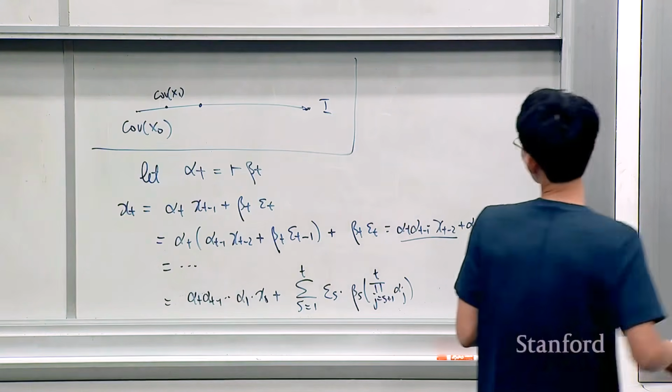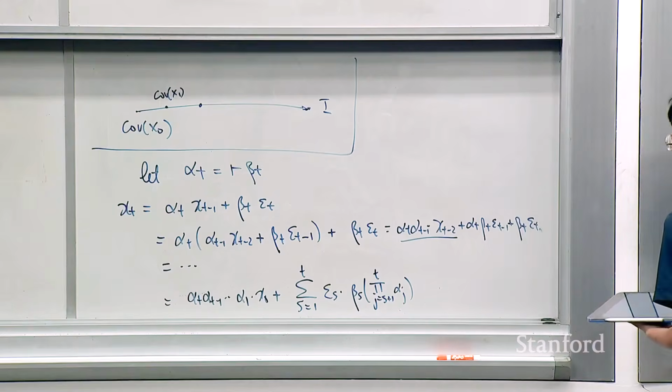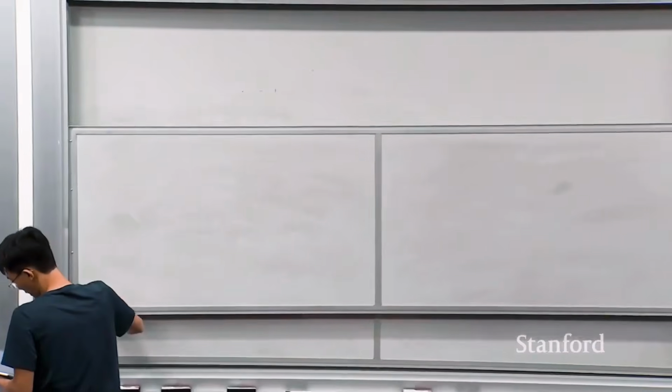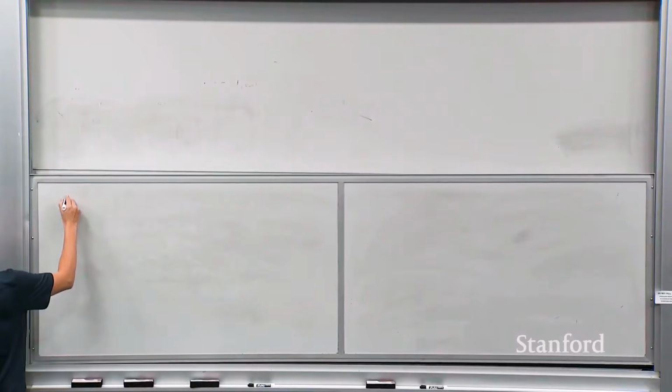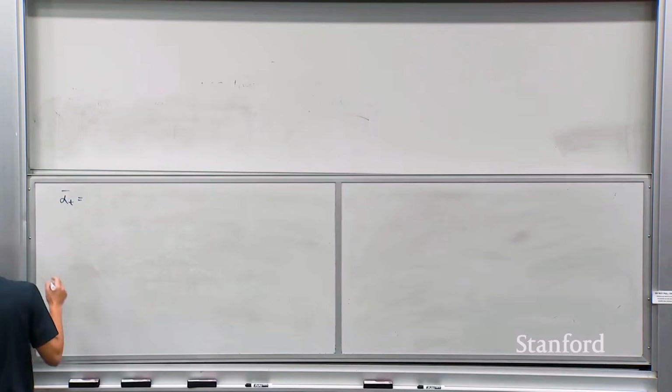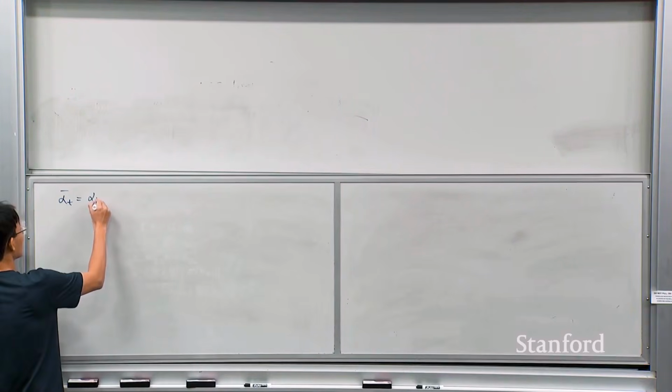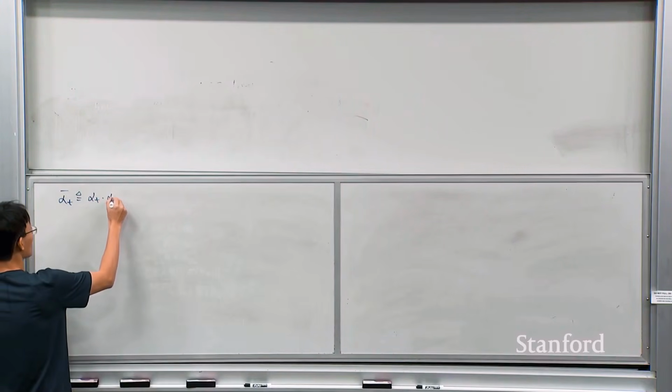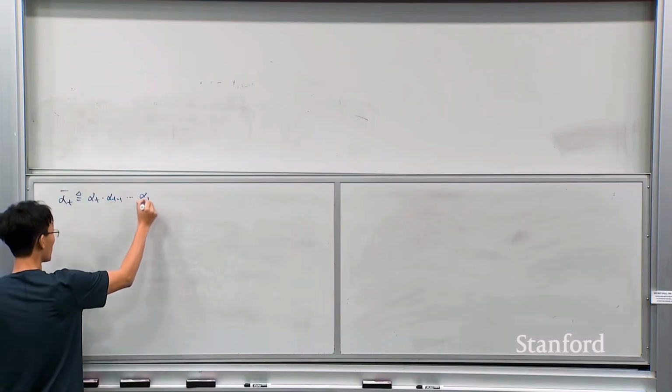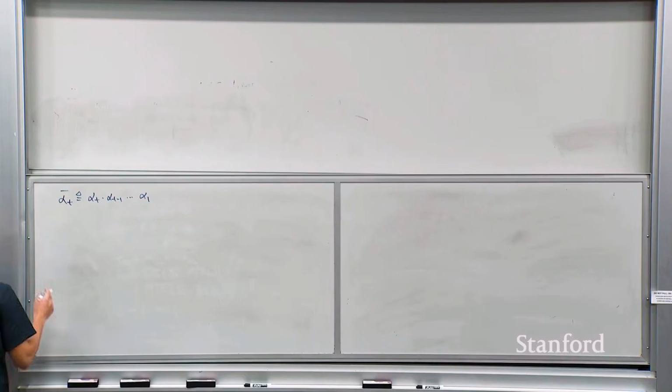And people actually try to introduce a notation to simplify this. Suppose you define alpha bar t to be alpha t times alpha t minus 1 and so on until alpha 1. Then this equation will continue.